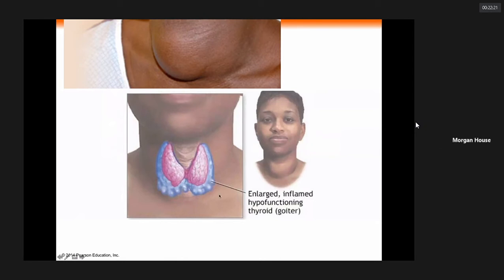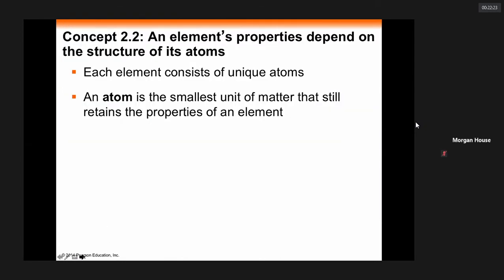A trace. Trace. All right, so elements. We talked about essential elements, and we talked about trace elements. We compared essential to trace elements. We talked about the difference between an element and a compound.